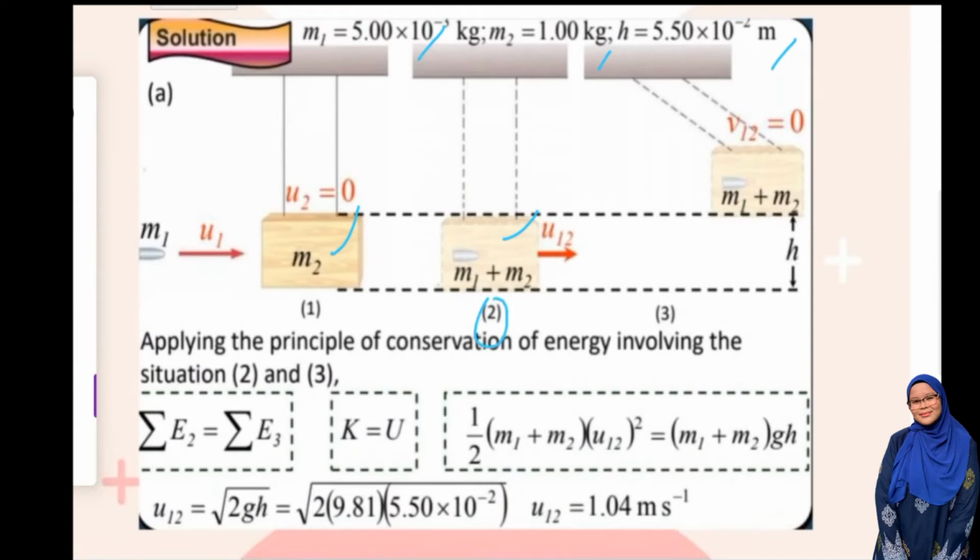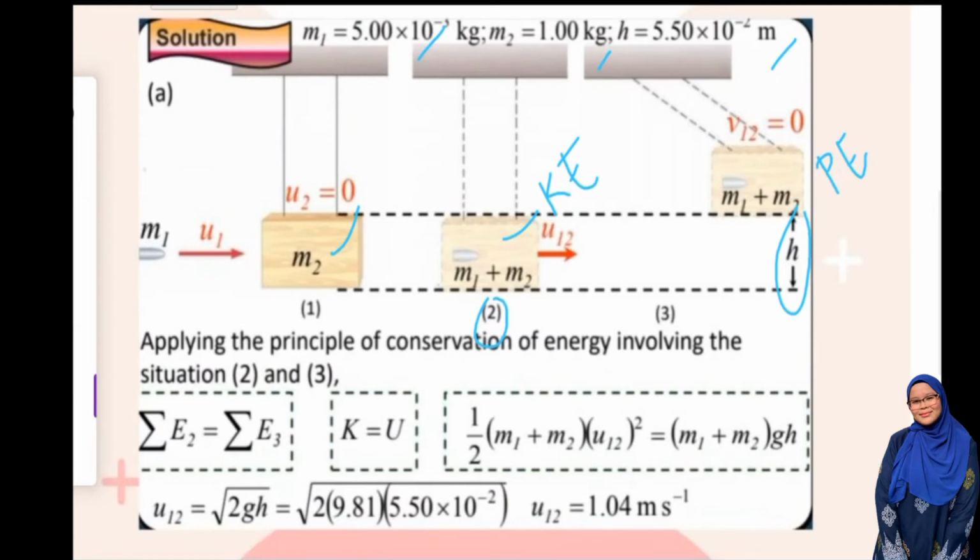Okay, from this we have kinetic energy. And then the wooden block bergerak at a certain height, so above the surface of the earth kan. So we have gravitational potential energy at a certain height. So from the kinetic energy, then we have potential energy. Alright, so we have to apply the principle of conservation of energy.